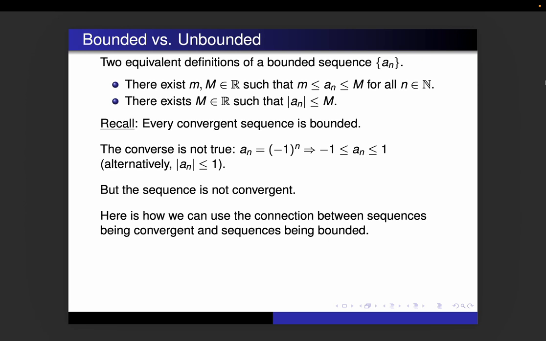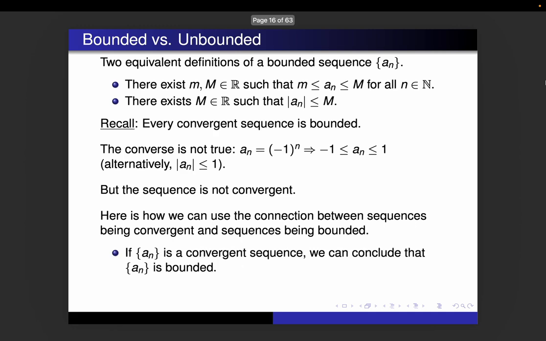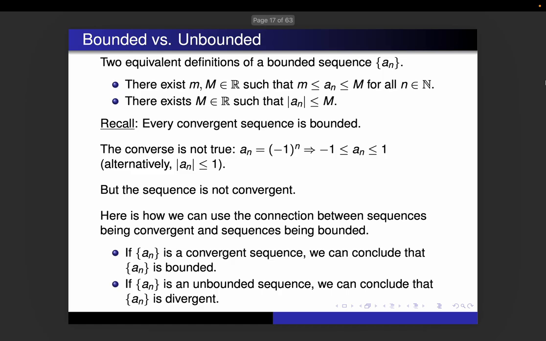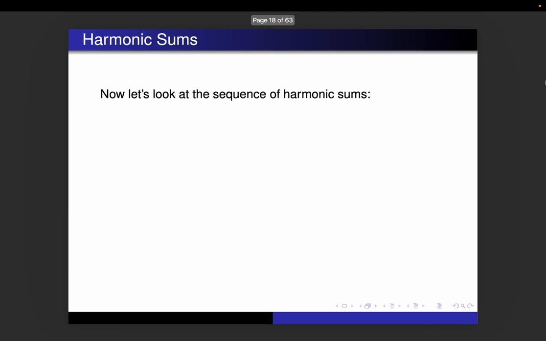But we can use the connection between sequences being convergent and sequences being bounded in other ways, right? So for instance, if we happen to have a convergent sequence, we can conclude that the sequence is bounded. We can take the contrapositive of that, which says that if we happen to have a sequence that is unbounded, we can conclude that it is divergent. All right, so that's exactly what we're going to do with the sequence of harmonic sums.